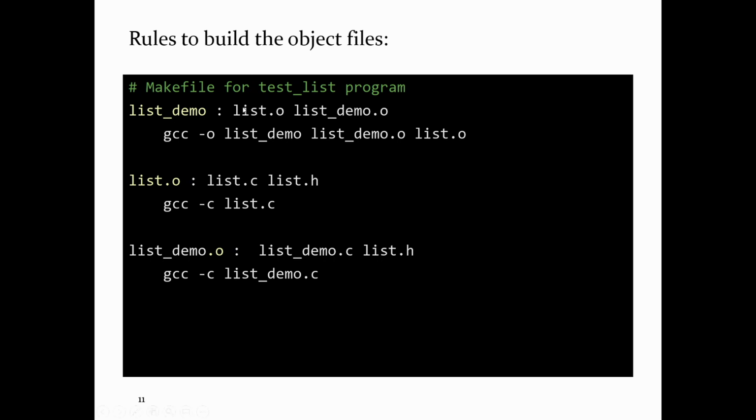Now it comes back up to here. If one of these two files is newer than listdemo, now it can run that rule. So all make is doing is looking at the dependencies that you told it exist in your program, rebuilding anything that depends on those dependencies, and then, if necessary, rebuilding the final target.